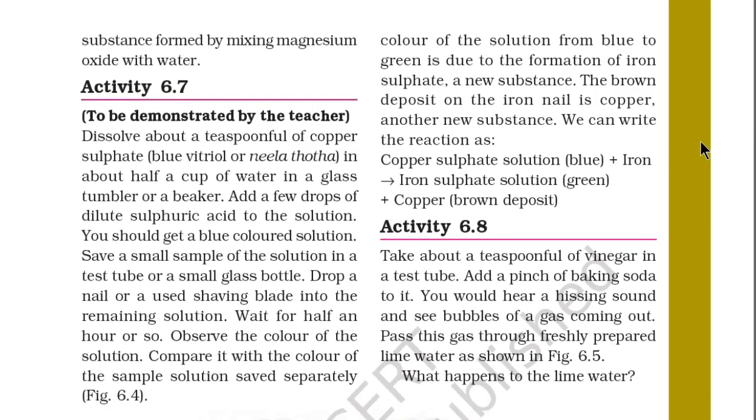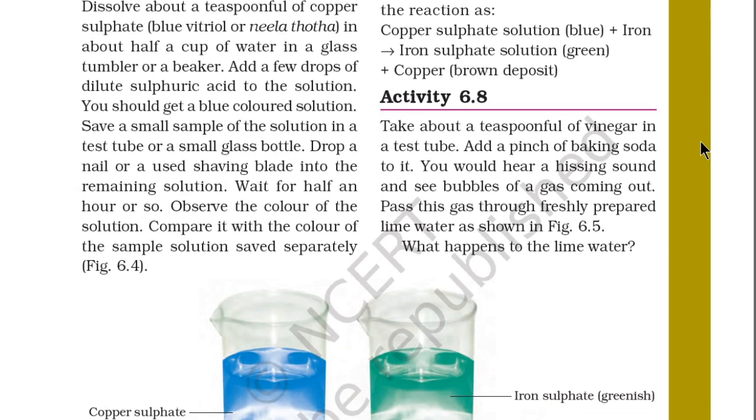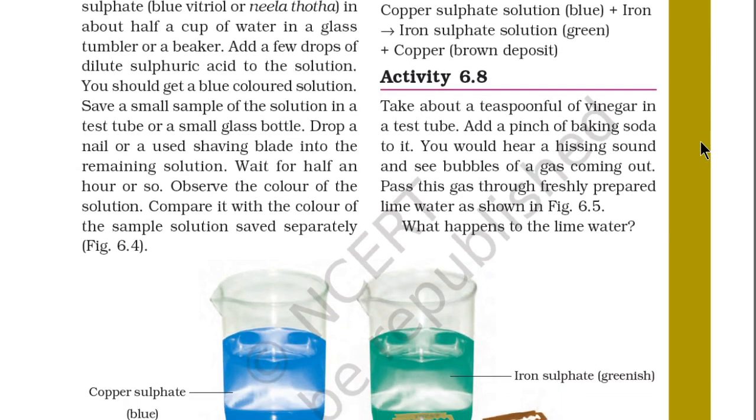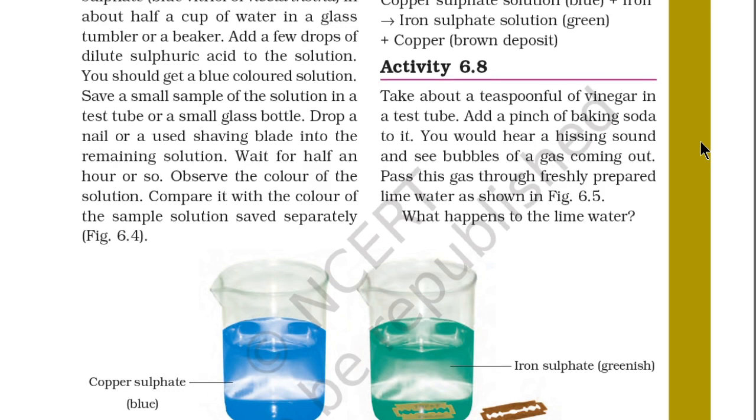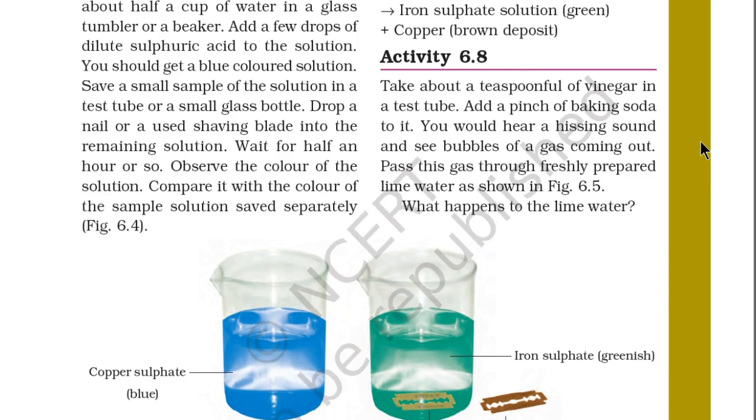Activity 6.8. Take about a teaspoonful of vinegar in a test tube. Add a pinch of baking soda to it. You would hear a hissing sound and see bubbles of gas coming out. So when you put vinegar in a test tube and add some baking soda, you will hear a hissing sound and see some bubbles of gas coming out.